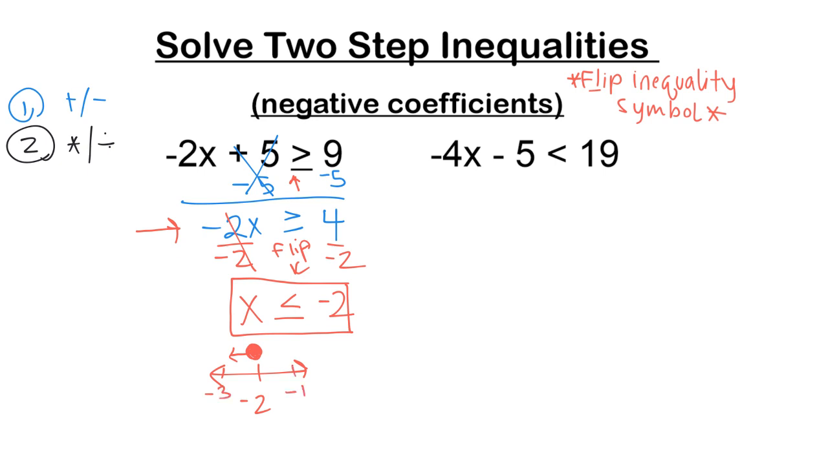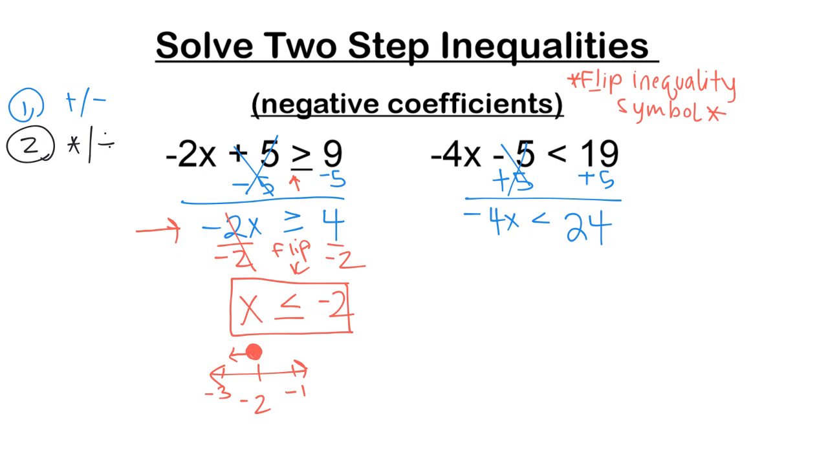We can still do the same thing with this next example. I'm still going to focus on any adding or subtracting first. So I'm going to undo the minus 5 with the plus 5, and I'm going to do that to both sides. I'm left with negative 4x because these 5's cancel out, is less than 19 and 5 make 24.